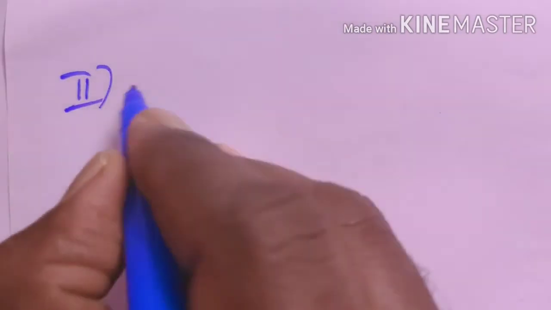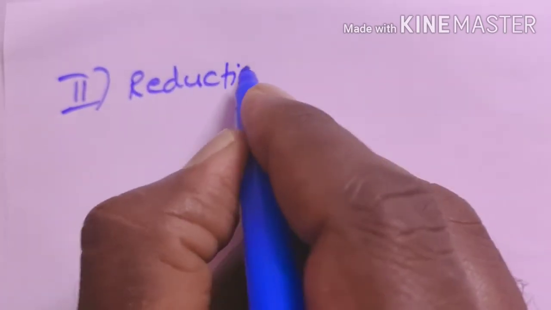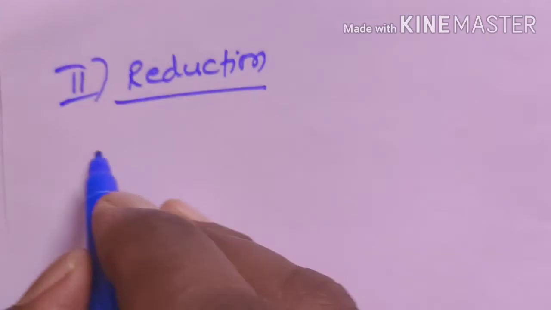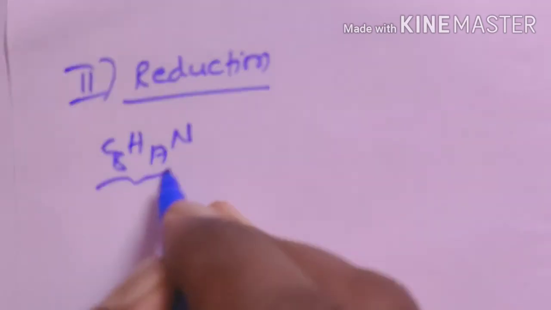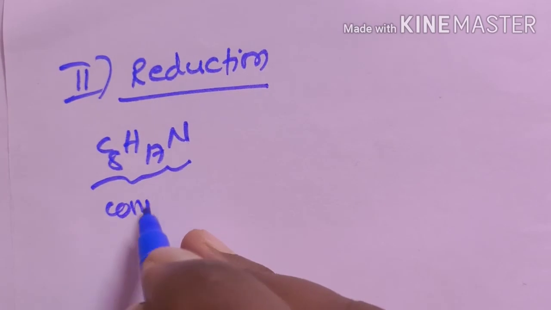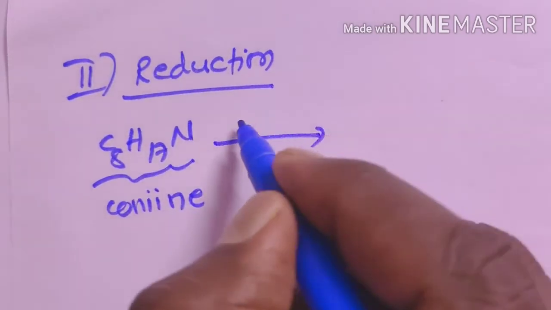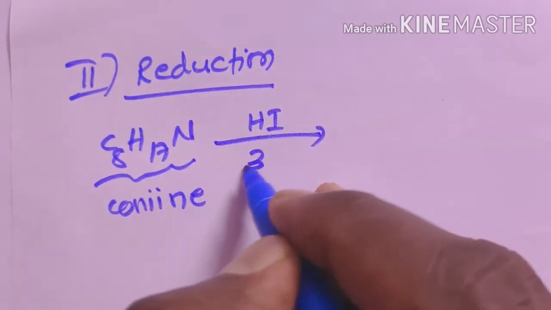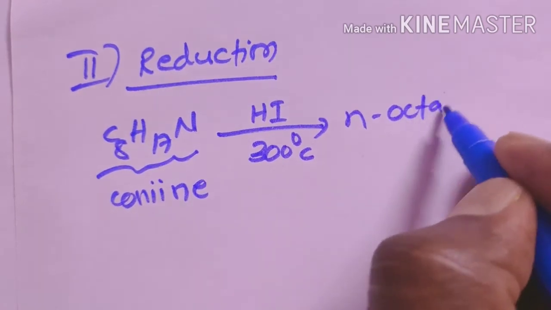Now we go for the second reaction that is helpful in understanding the coniine structure, that is the reduction with hydrogen iodide. Coniine formula is C8H17N. This is the coniine formula. And when this coniine is subjected to reduction with hydrogen iodide at 300 degrees centigrade, it gives us n-octane. The proposed structures for coniine are two.